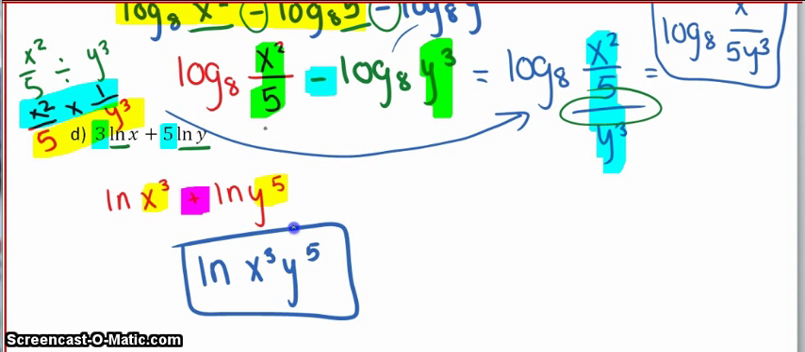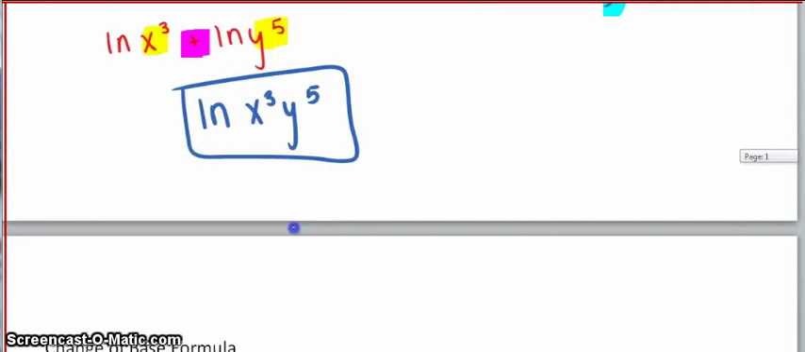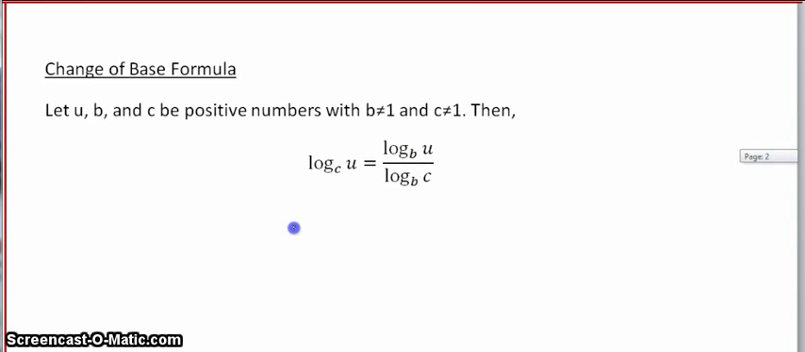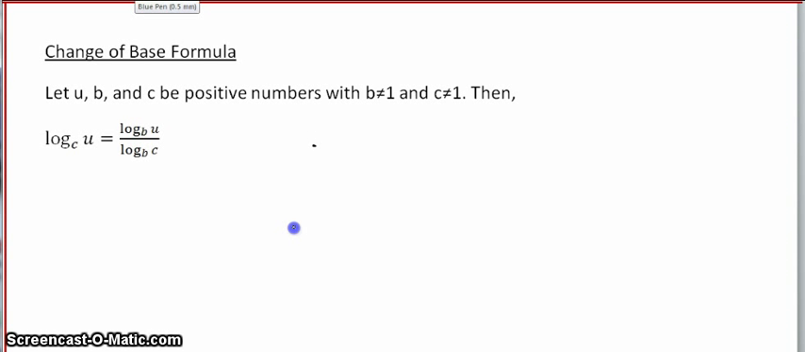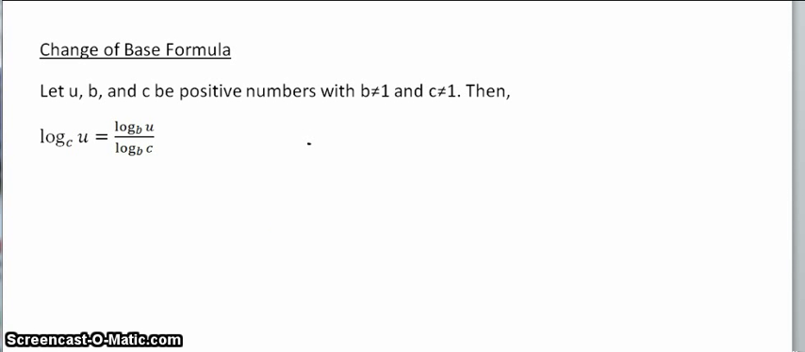So that's all the examples we have for condensing logs. The last thing we need to talk about is just the change of base formula. Now this formula looks kind of complicated because there's a lot of logs and a lot of variables. So listen carefully to what I'm going to say, and it's really not that hard once you think about it.